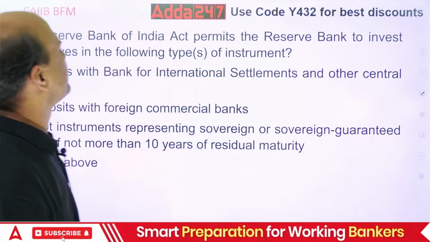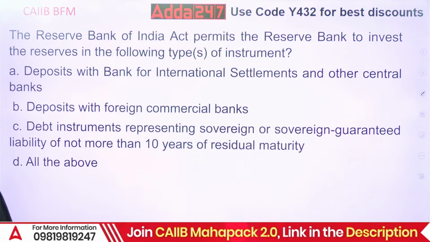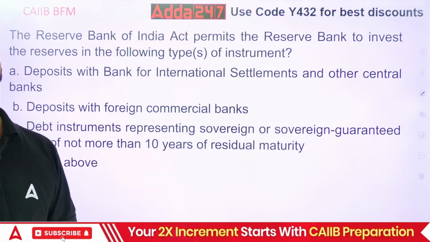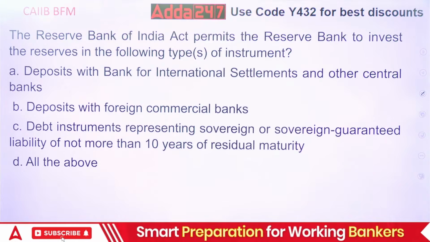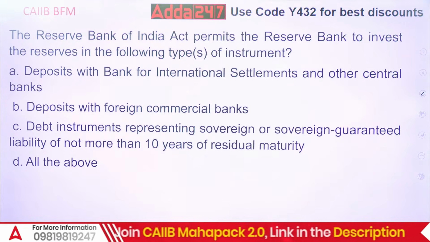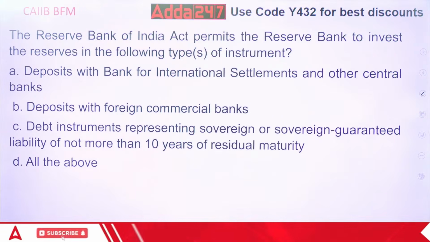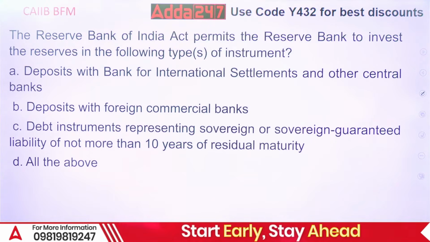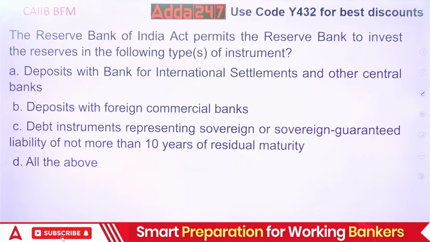The Reserve Bank of India permits the Reserve Bank to invest the reserves in the following types of instruments. So where can RBI invest its money? Deposits with Bank for International Settlements and other central banks. Deposits with foreign commercial banks. Debt instruments representing sovereign and sovereign guaranteed liability of not more than 10 years of residual maturity. And all of the above.